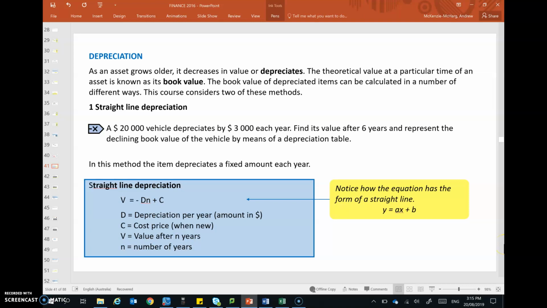Hi General Math students, we're going to discuss depreciation in this example. It's quite a big example, so get set and get ready to do some calculations.